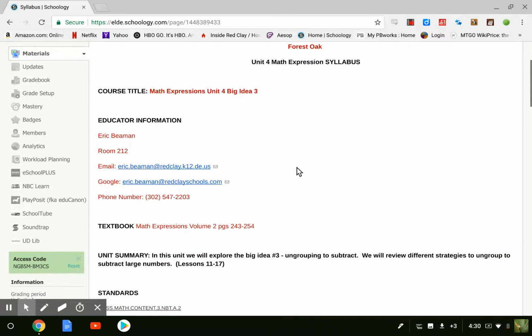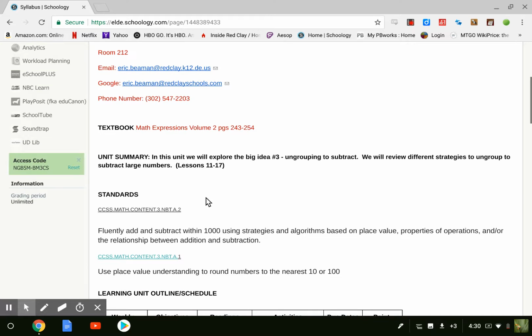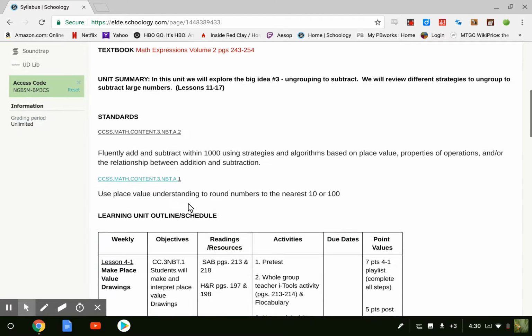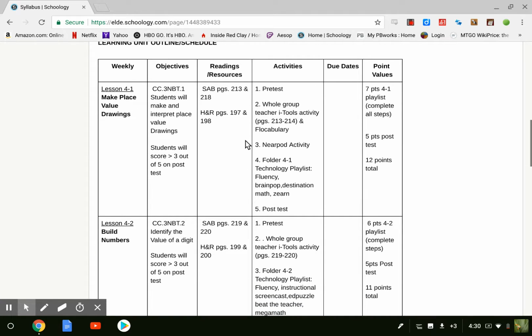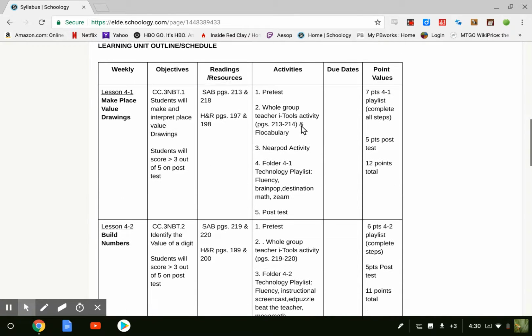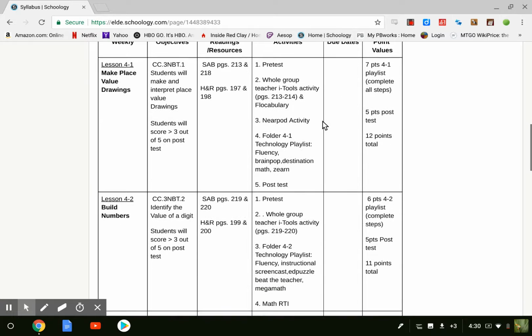So this is the syllabus, and basically Unit 4 covers two standards, NBT.A.2 and NBT.A.1, which are place value and adding and subtracting. Now, there are about 17 lessons in Unit 4. I picked the most important ones because a lot of them were repetitive. I'll go over how the class actually works, but there are activities and point values. They get 1 point to do their classwork, and then they usually have a post-test they have to take, which is usually worth 5 points.